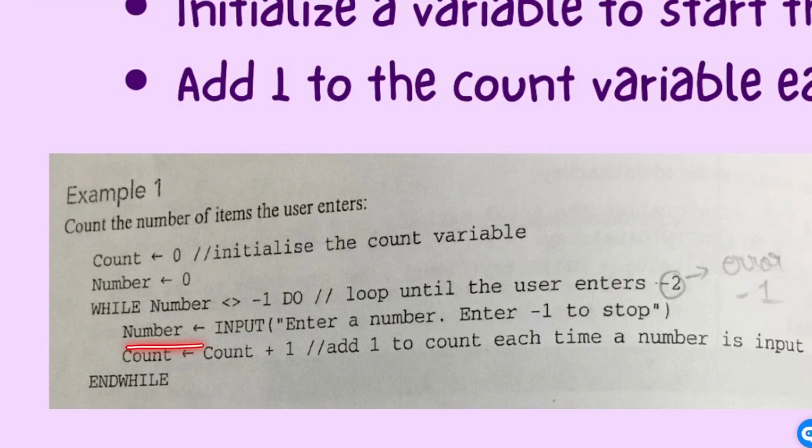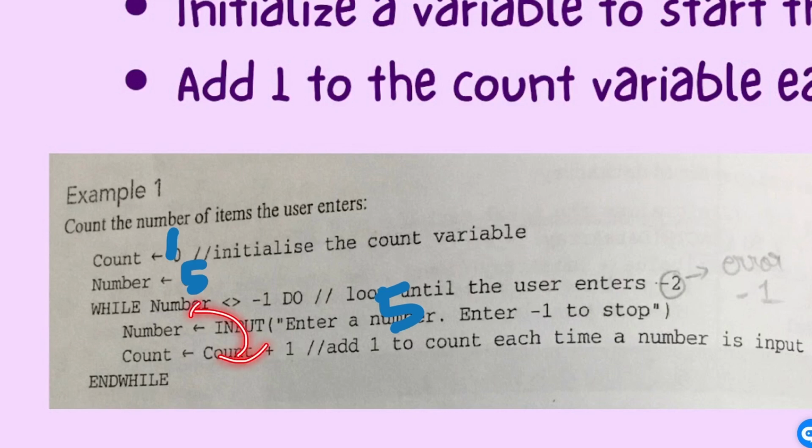So number is input. This is what the user should input. Enter a number, enter -1 to stop. So let's say the user entered 5. Okay, so 5 is stored in this variable, and count becomes count plus 1. So because before count was 0, 0 plus 1, and our new count is 1. And then it loops again and it checks if the number is not equal to -1. 5 is not equal to -1. So it's safe to continue the loop.